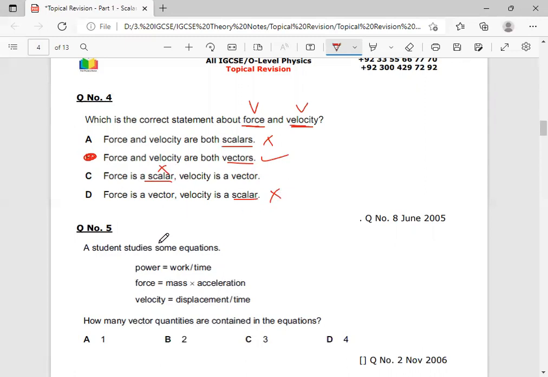Next MCQ. A student studies some equations. Power is equal to work over time, force equals mass into acceleration, velocity is equal to displacement over time. How many vector quantities? Scalar, vector, scalar, vector. Velocity vector, displacement vector, time scalar. So how many vector quantities are there? 1, 2, 3, 4. So the answer is 4.